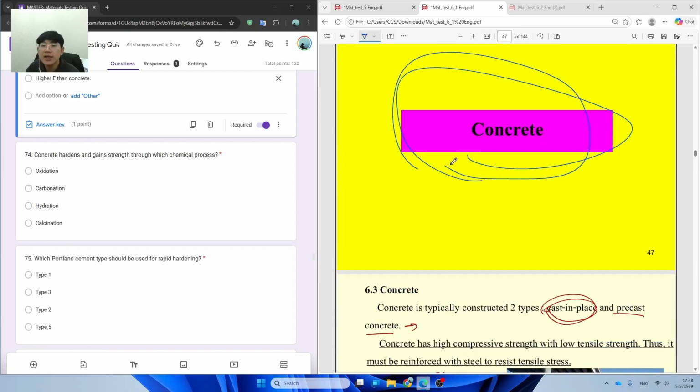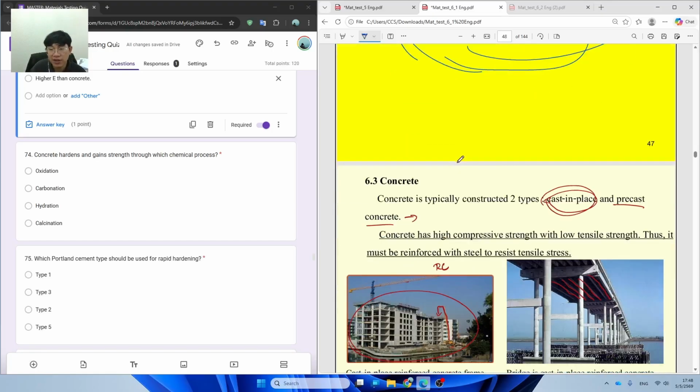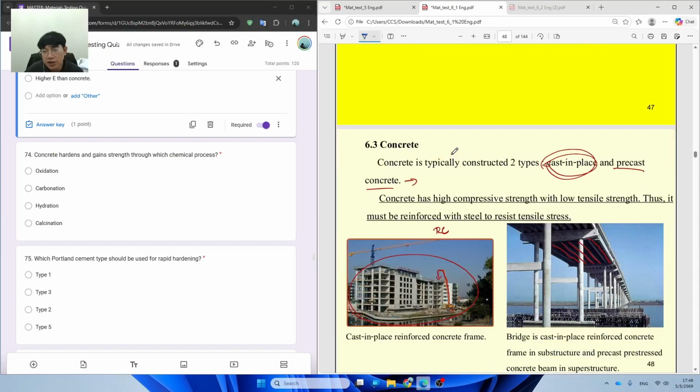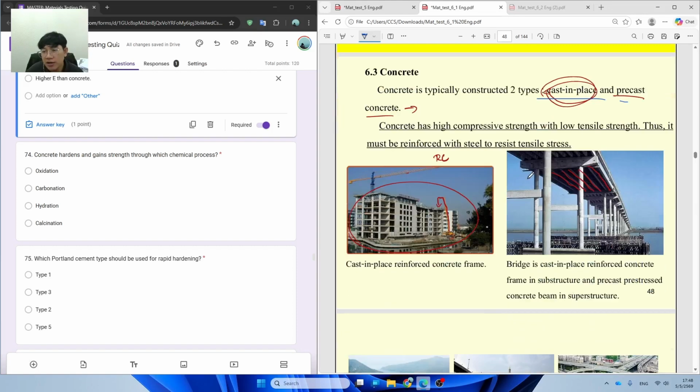Concrete is going to be the most used material nowadays. Concrete is normally constructed in two ways. One is cast in place, another one is precast. Cast in place means we mix the concrete, order it to the site, and then cast it at the site. But for precast, we produce it first and then place it later at the field without casting it, so we can just use that element immediately.